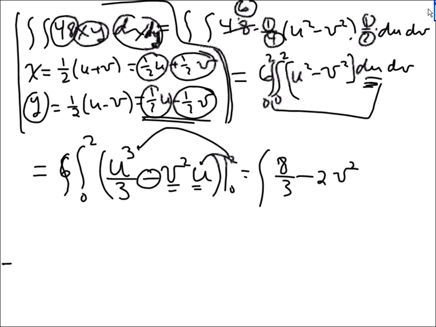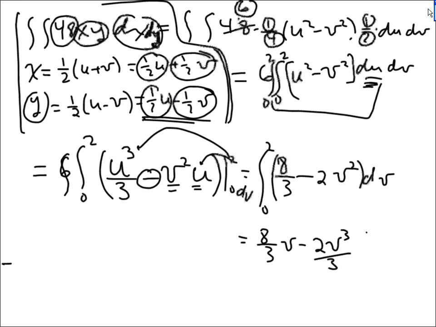And you integrate this from 0 to 2 with respect to v. So you get 8/3 v minus 2v cubed over 3 from 0 to 2. You plug in 2, you get 16/3 minus 2 cubed is 8 times another 2, 16/3, which is 0. The area was 0. Actually, the volume was 0.